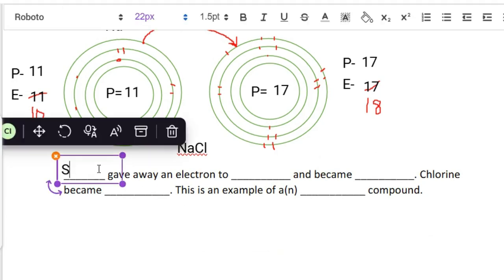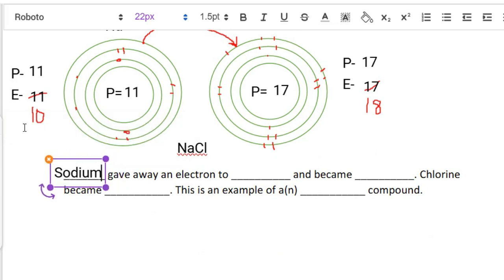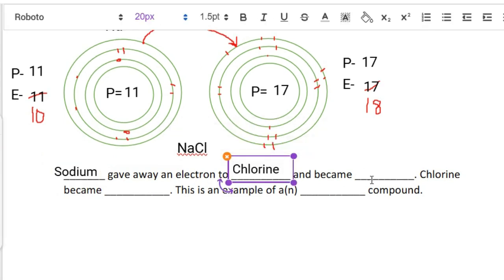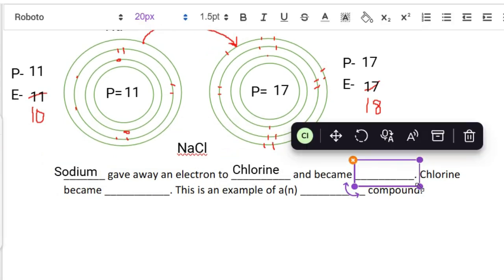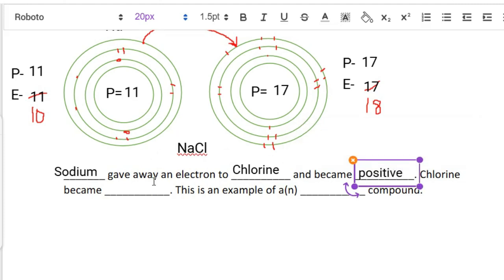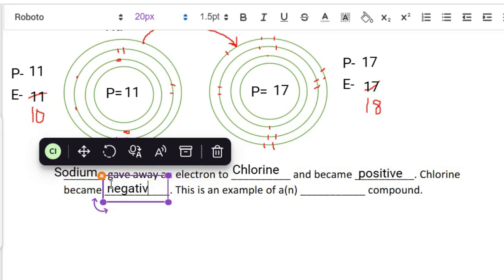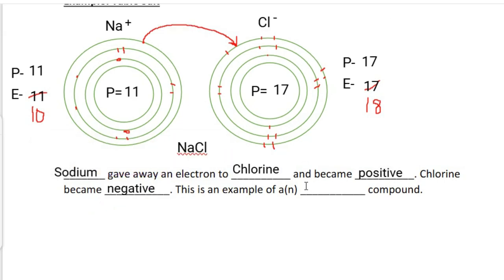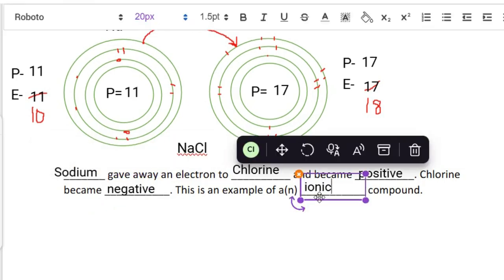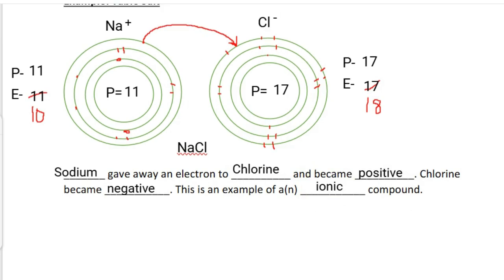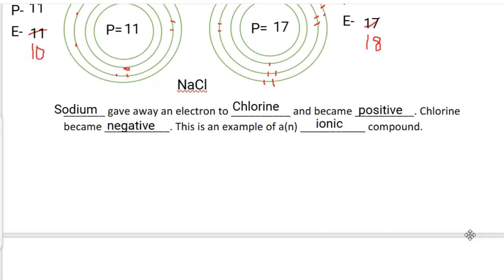So to summarize, sodium gave away an electron to chlorine. Sodium became positive. Chlorine became negative. And this is an example of an ionic compound. Ionic because, again, ion means an atom with a charge. So now this compound is ionic.